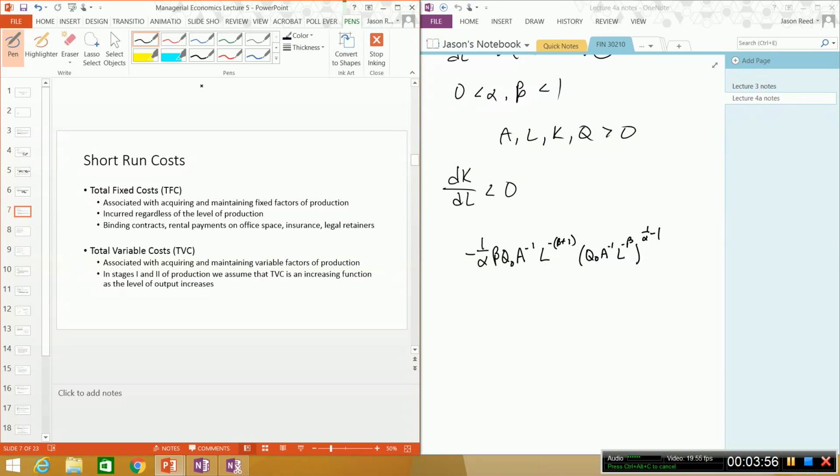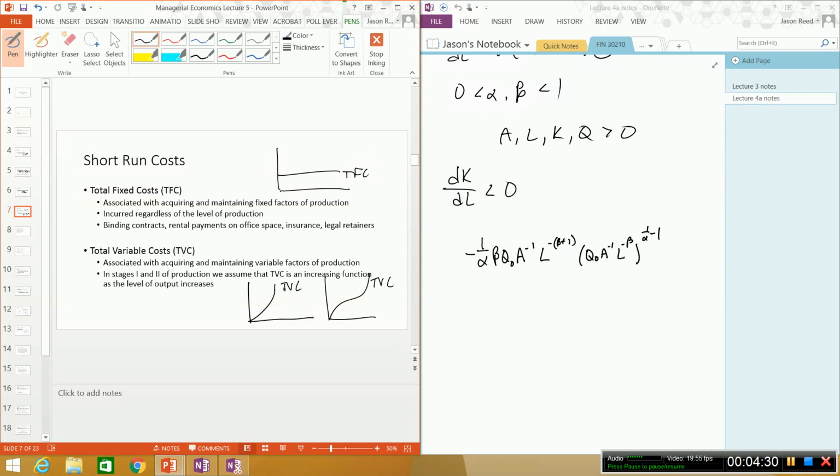We talked last chapter about where that would be in terms of the stages of production. In stages 1 and 2 of production, we assume that total variable cost is an increasing function as the level of output increases. Generally, we could graph it in this way, something like this, total variable cost. We could also understand that it could look something like this, total variable cost. So we have two different ways to think about it, where our total fixed cost will look something like this.